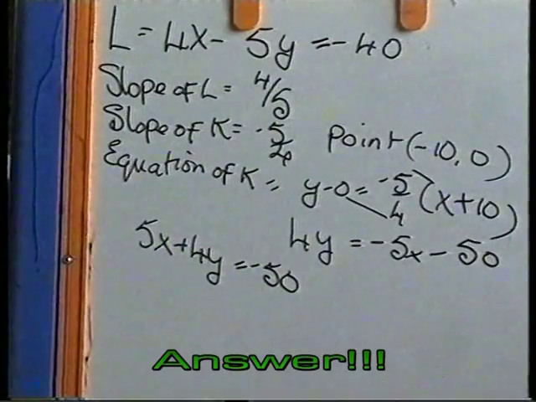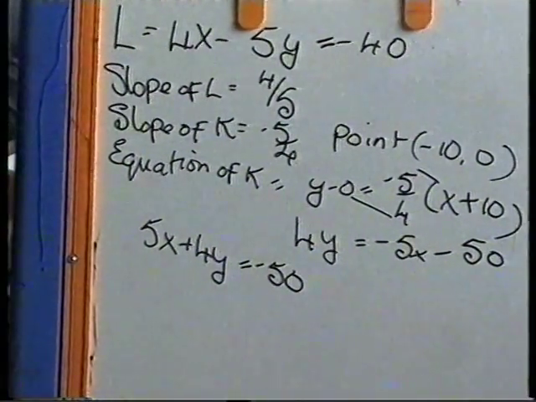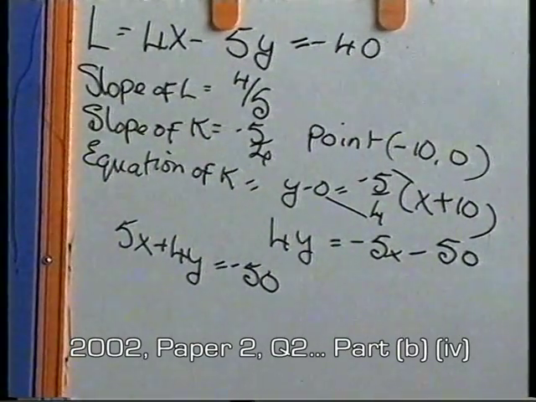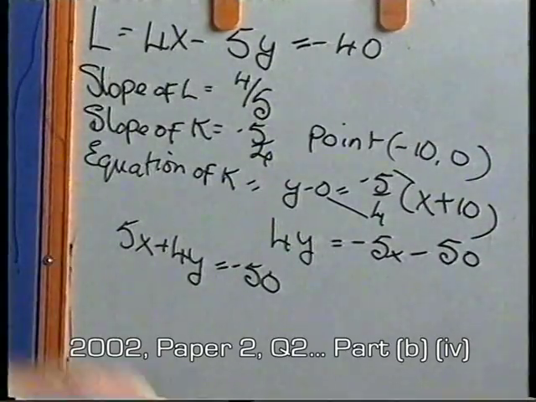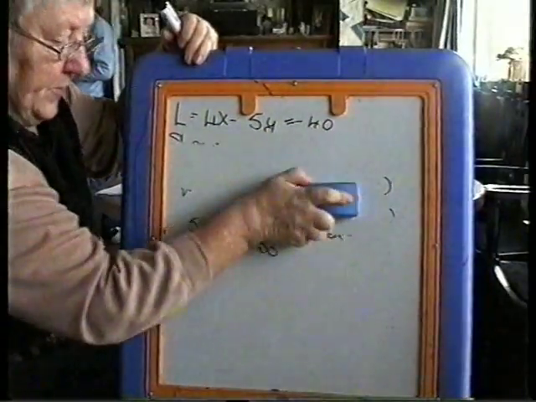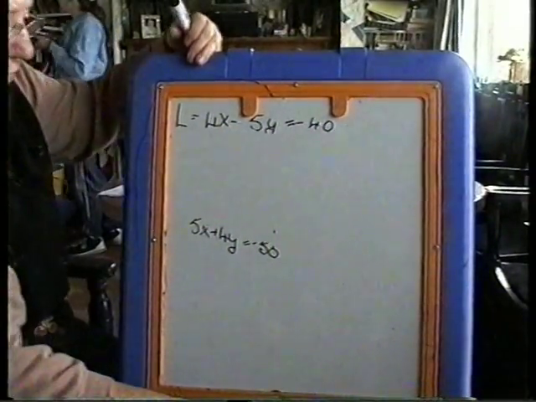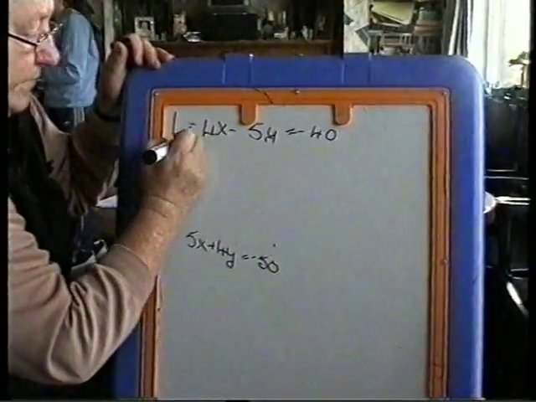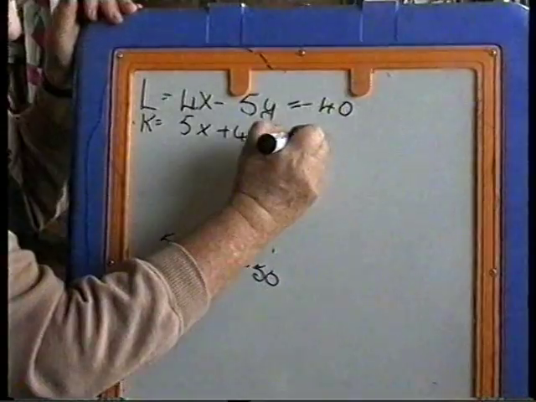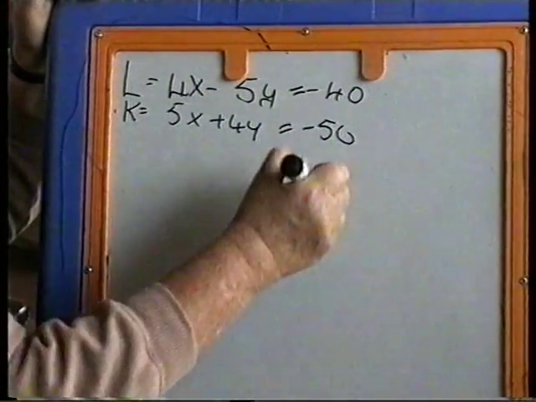Now, you're asked to find out where K intersects the y-axis. Where the line K intersects the y-axis. Now, intersects means cuts or passes through the y-axis.